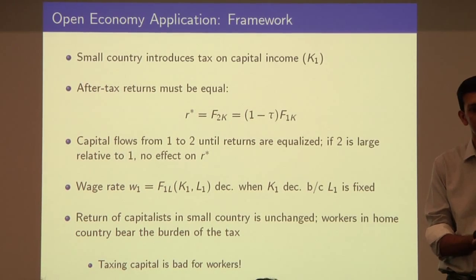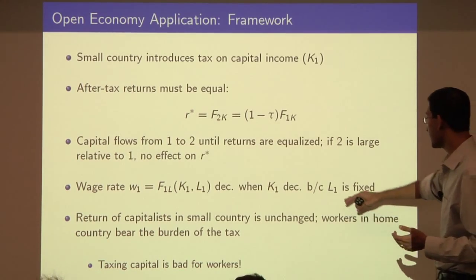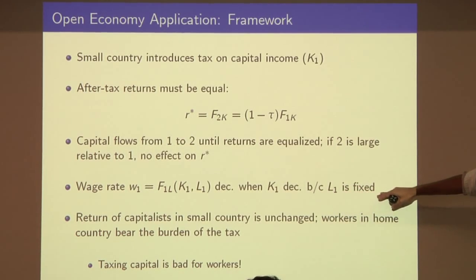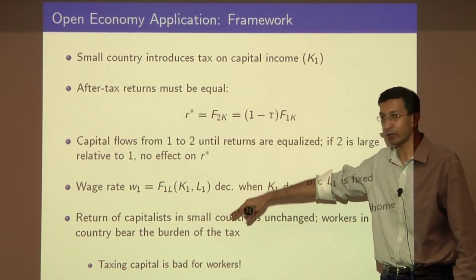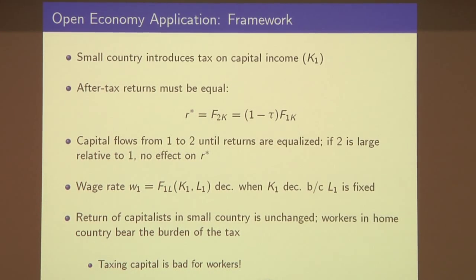From Switzerland's perspective, it's a big flow of capital out of that country because of the tax. And so because L1 is fixed and K1 is falling, usually we tend to assume that capital and labor are complementary in the production function, coming back to your earlier question. And so that is going to make labor less productive, right? So I get to make less stuff if I have fewer machines, right?